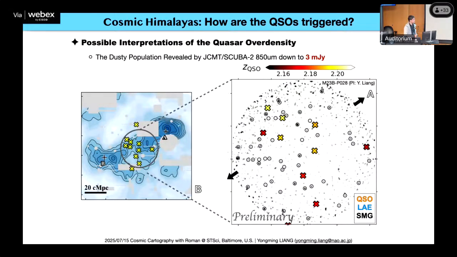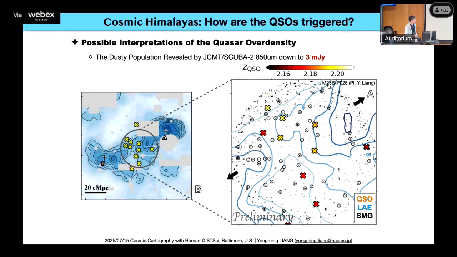And we have the JCMT follow-up, and the black circles are the SMGs selected from the JCMT SCUBA-2. And interestingly, you can find that these quasars are also showing a filamentary structure, not only in the vertical direction, but also in our line of sight direction. And if you compare them with the Lyman alpha, you can find, again, the offset.